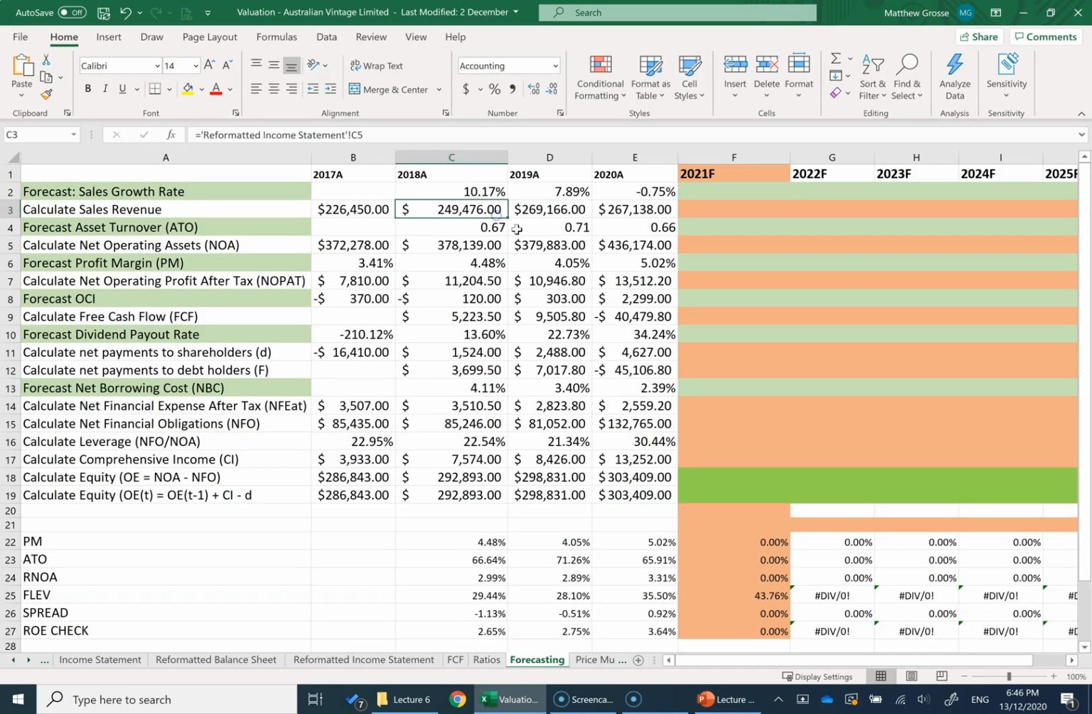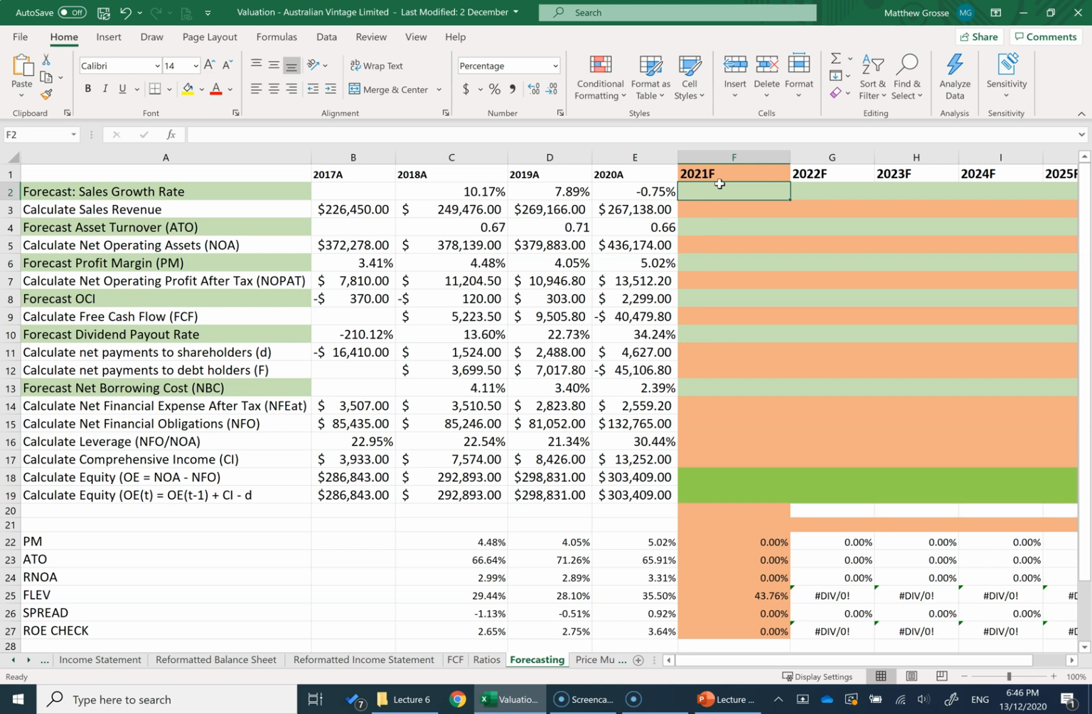And what I've done in building this spreadsheet, I've used the 2017 to 2020 actual sales data here. And I've calculated the rate that the sales have grown. So the current year's sales minus the previous year's sales divided by the previous year's to get a percentage change. And now I'm doing the forecasting. These rows that are in green are the rows that we actually have to forecast or estimate into the future.